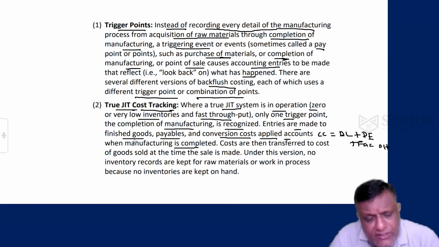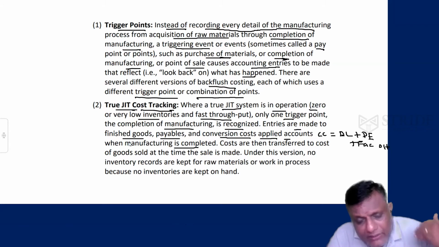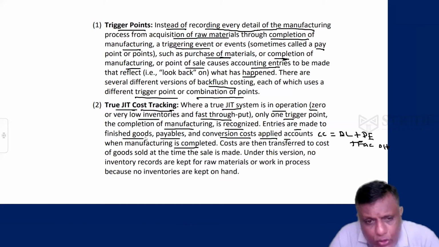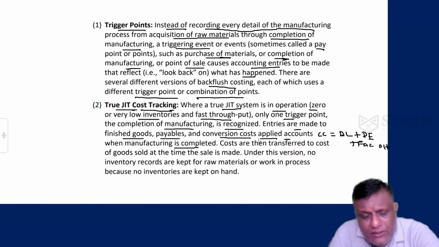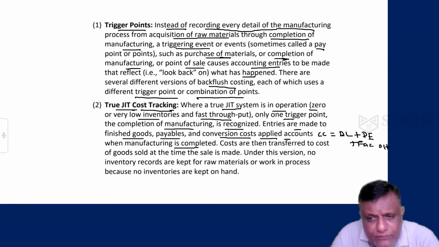What is just in time? The supplier sends material straight to the production area, so automatically a trigger point happens. Finished goods, trigger point. We have to make a payment to the supplier, payables created, trigger point. So the estimated conversion cost is to be applied. What is the actual conversion cost? What is the estimated conversion cost? Over-applied or under-applied? We have to check it out. Then overhead cost is applied. Finally the cost is transferred to cost of goods sold. COGS you have to transfer.